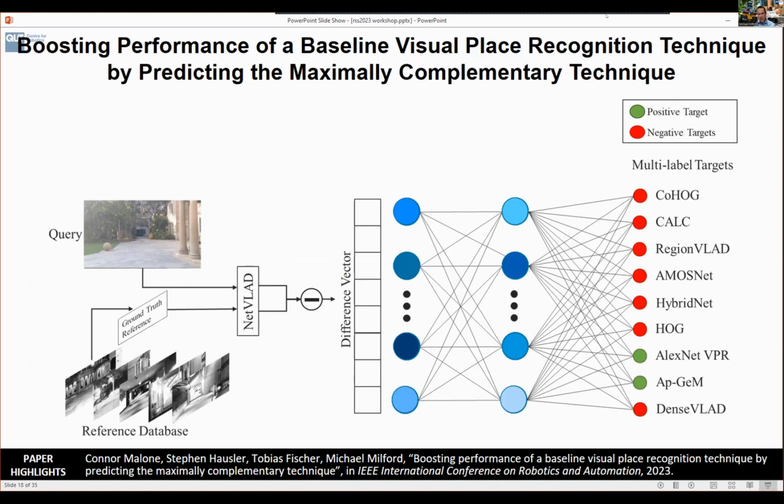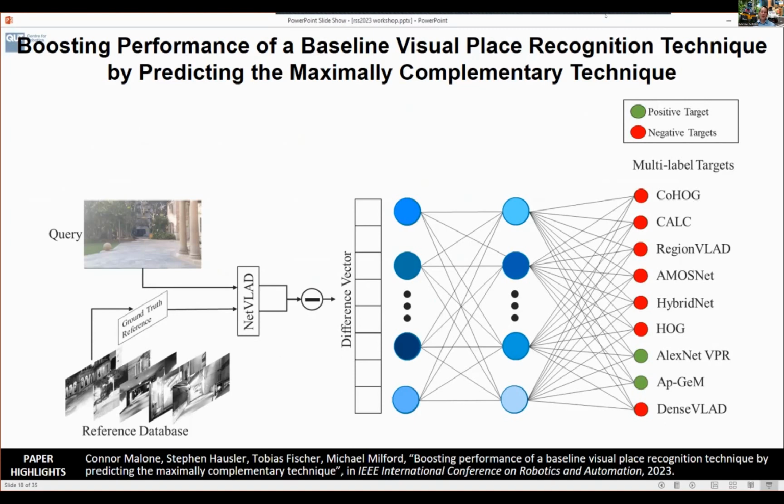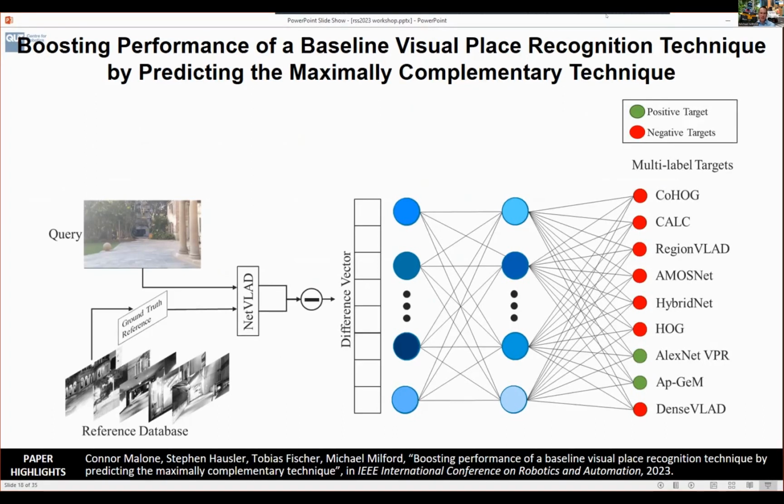So the method that did work, and this was presented at ICRA a few weeks ago in London, was you run your sensory input, in this case a visual image, through a standard localization system or place recognition system. In this case, it's NetVLAD. In this case, we use the intermediate output of that system, which is a difference vector, which is basically how similar the output of NetVLAD is to all the images in the reference database. And we use that as the training target for predicting which methods will complement NetVLAD the best. And this was the magic sauce, which resulted in very substantial improvement.